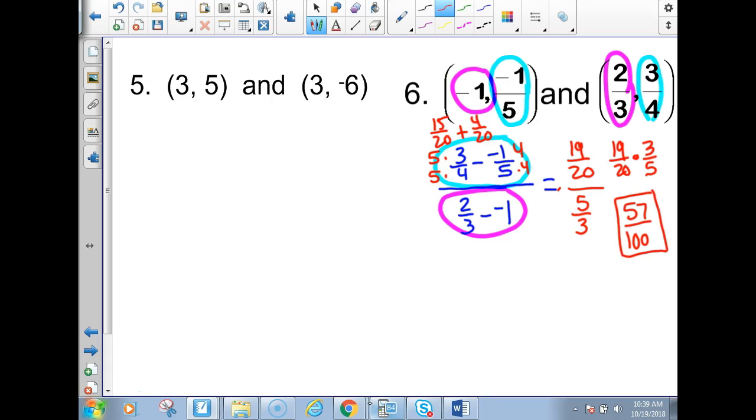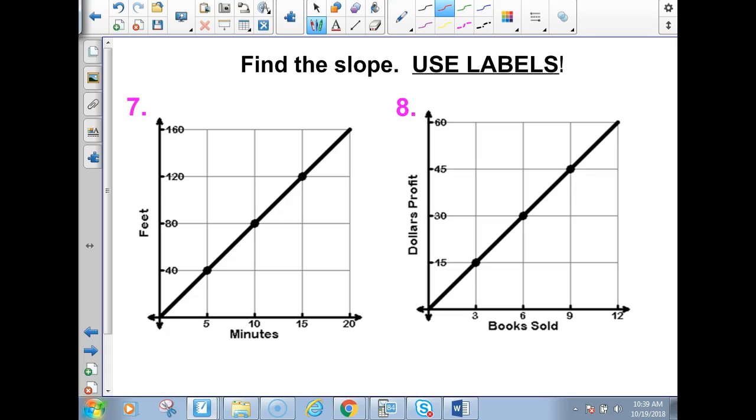I'm glad I'm not graphing that one, because I'd have to go up 57, right 100 to get to the next nice point, and that would be crazy on a graph. All right, no more of those really horrible ones. So you're going to go back and finish up these. Right now, please stay with me and go to number 7.